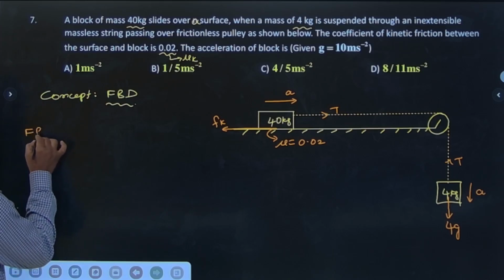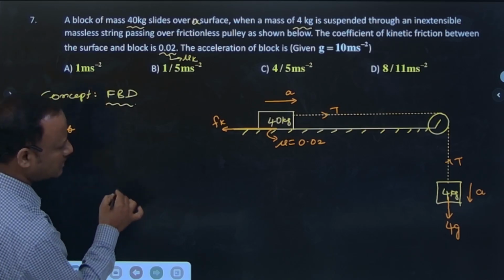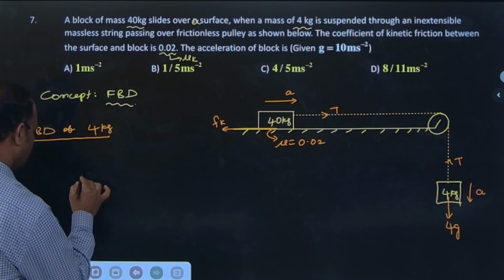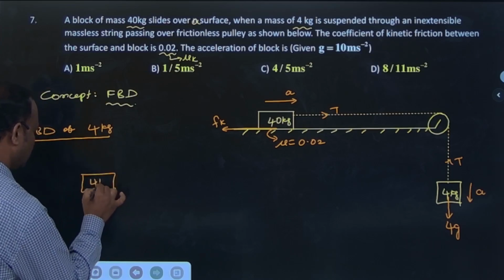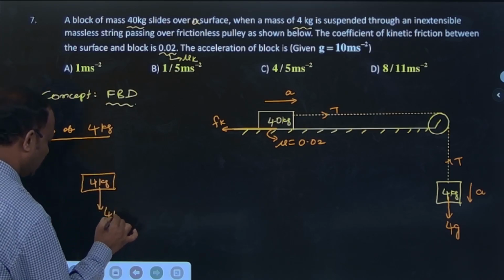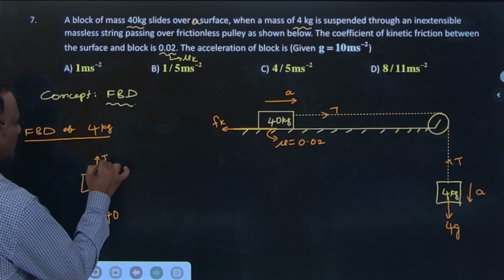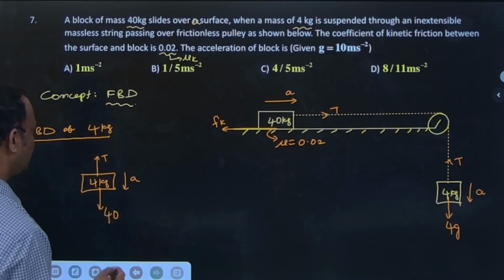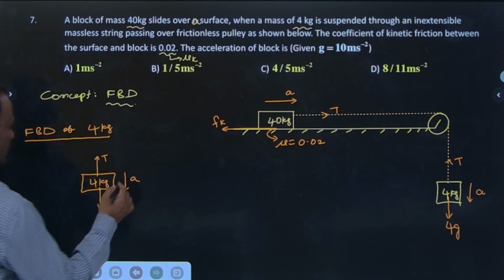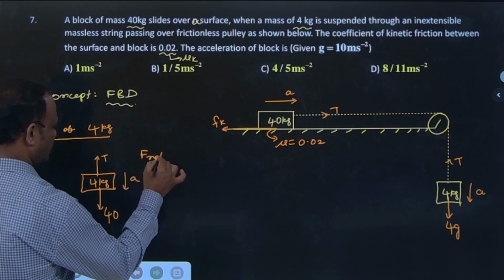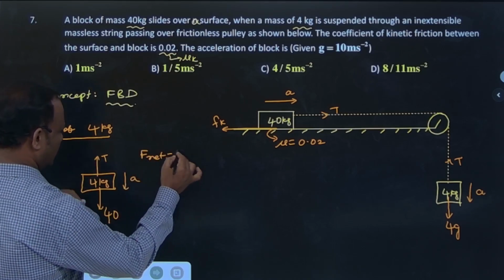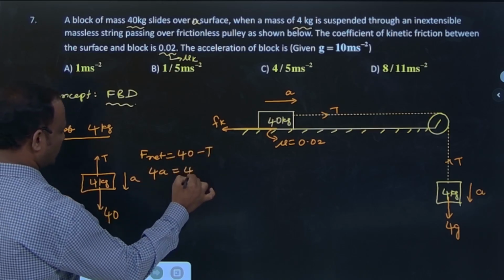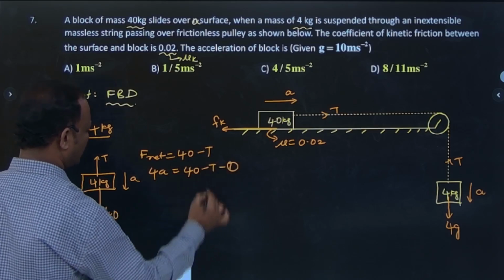Free body diagram of the 4 kg block. Its weight is 4g, tension is T, and acceleration is in the downward direction. So you need to write the equation. F net is the net force, which is 40 minus T. F net means ma. So 4a equals 40 minus T is my first equation.